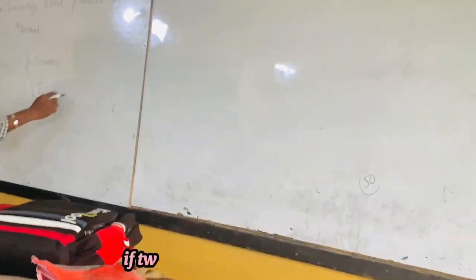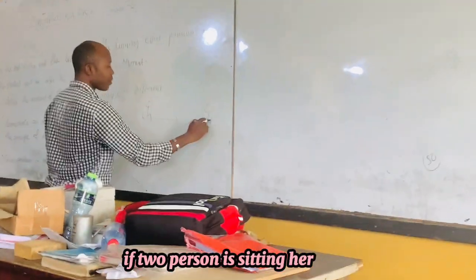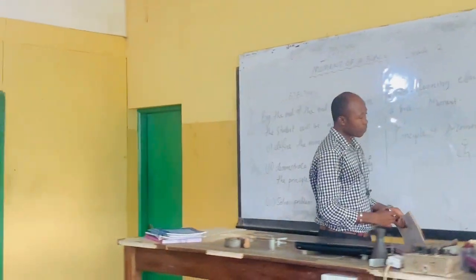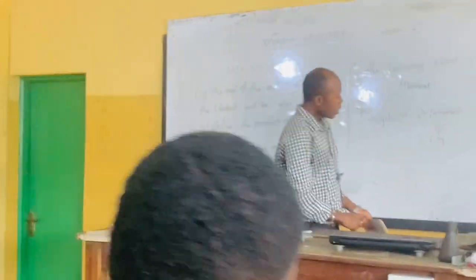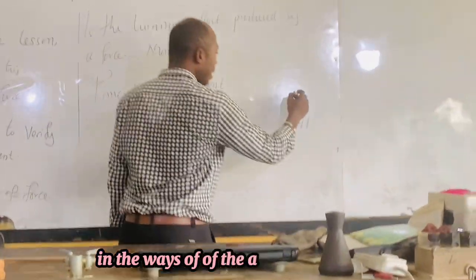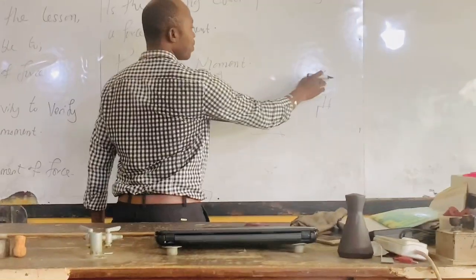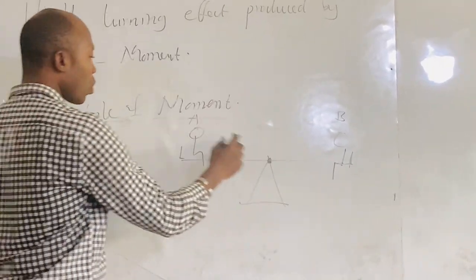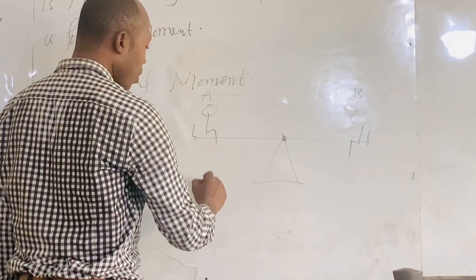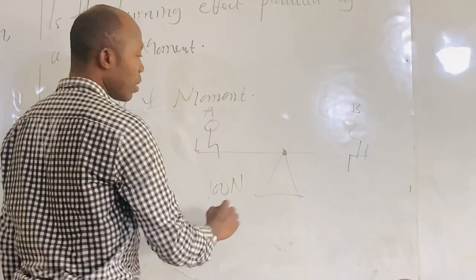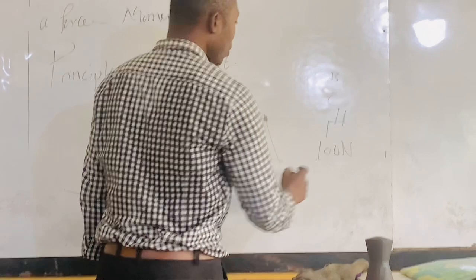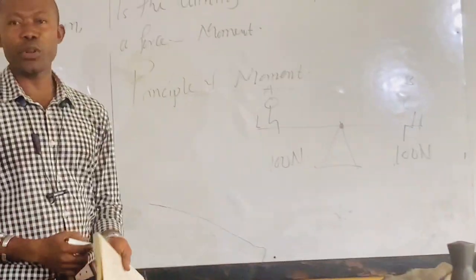If 2 persons are sitting here, and this is the turning effect. If the weights of object A and object B balance, if the total resultant force here, assume the resultant force here is 100 newtons, another 100 newtons is here. Obviously, this object will be at equilibrium.